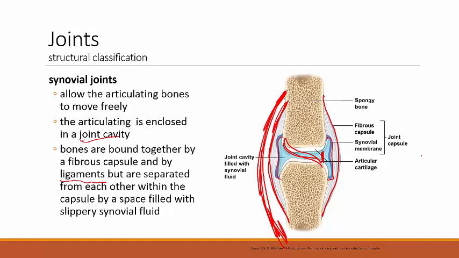So to recap, just to make sure we got this, bones come close to each other. They're not touching though, and they're held together by the fibrous capsule and by external ligaments, and separated from each other by a nice amount of a very slippery fluid, the synovial fluid.